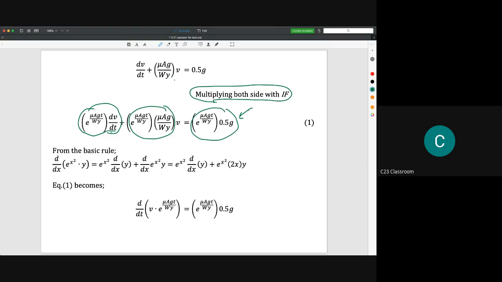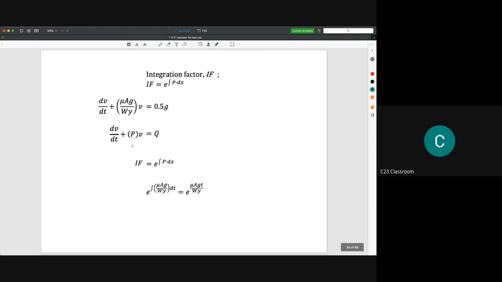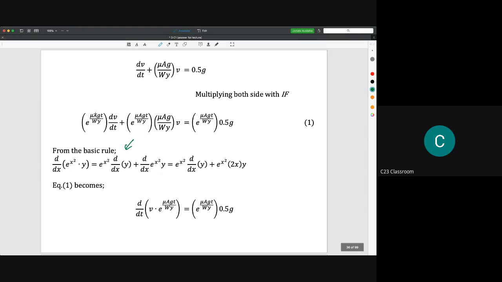Because we have the basic rule of this one. If not, we are not capable of simplifying these terms to get the value of v, because we have dv/dt on this side. If you see the rule here, we have d/dx of e to the power of x squared times y, and so on. It can be solved like this, because you can see the similarity here.